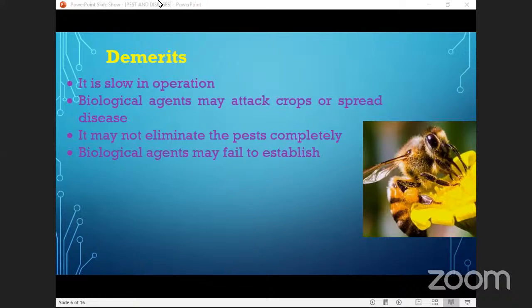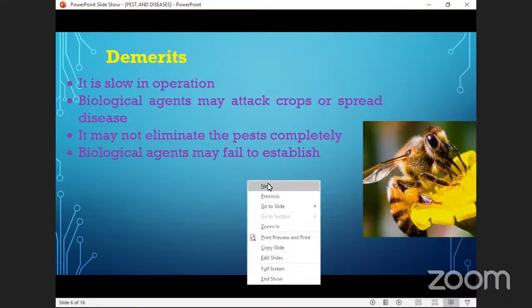Biological agents may fail to establish. If you introduce biological agents from one country or one locality to another, that new environment may not favor their multiplication. At the end of the day, they may die off. When they die off, it means that the population is going to increase on the pest side. Okay?